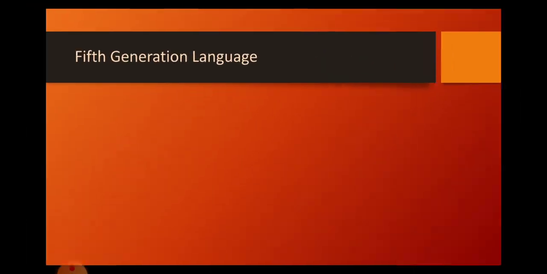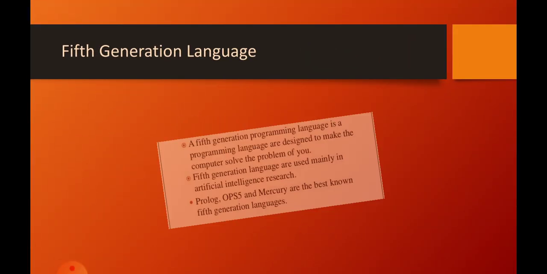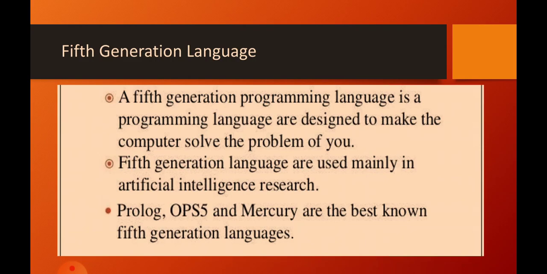Next is fifth generation programming language. Fifth generation programming languages were developed to solve problems. Fifth generation programming language is used in artificial intelligence and research. That means the third generation programming language is advanced in the fourth generation, and that is more advanced in the fifth generation programming language.